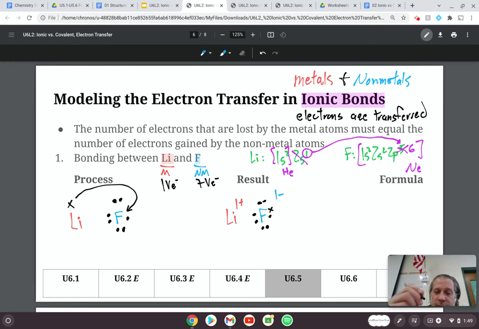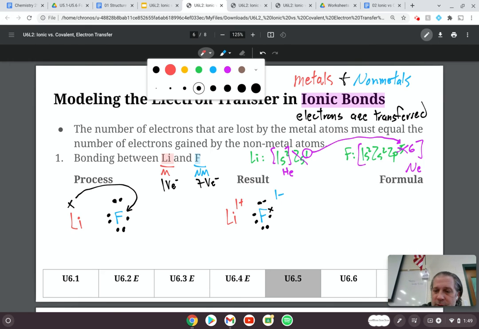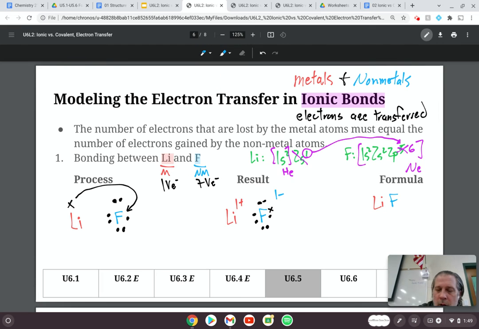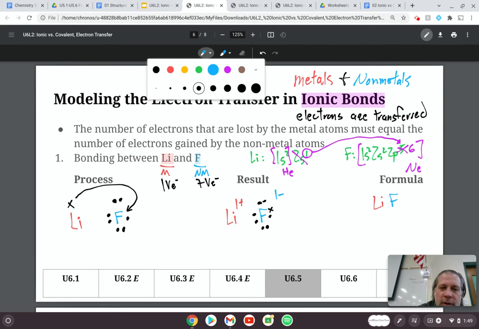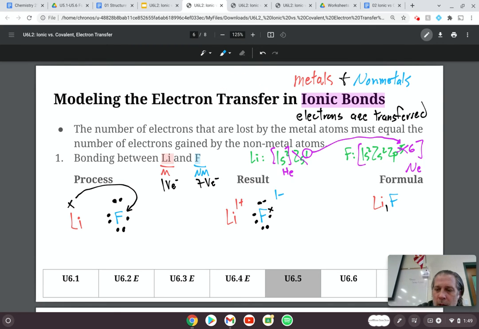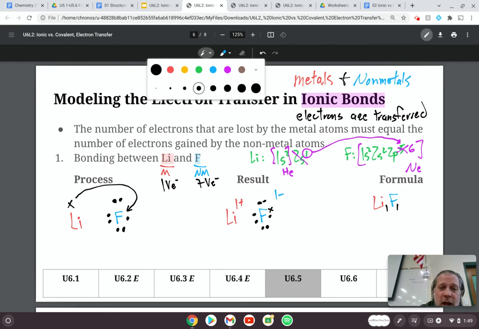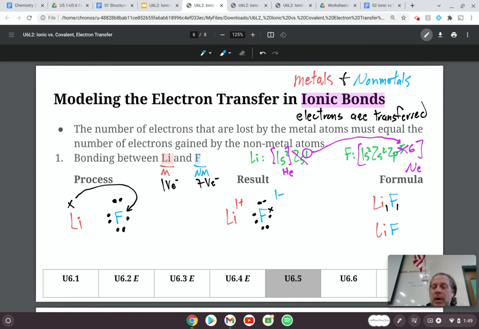And when I go to write the formula, I take the elemental symbols and write them next to each other. And then I count. I have 1 lithium and 1 fluorine. And in chemistry, when there's a 1 value, we often don't write it. So it's just going to become LiF, which will be our final answer.